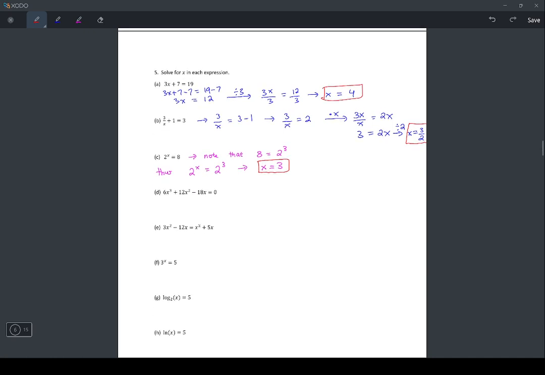Okay, next problem. We have a cubic. 6x cubed plus 12x squared minus 18x is equal to 0. The best way to solve cubics, quadratics, or any type of polynomial expression being set equal to 0 is to make sure everything's on one side. Don't divide. Just bring everything across by adding and subtracting. Then common factor. And then factor any remaining quadratic or cubic.